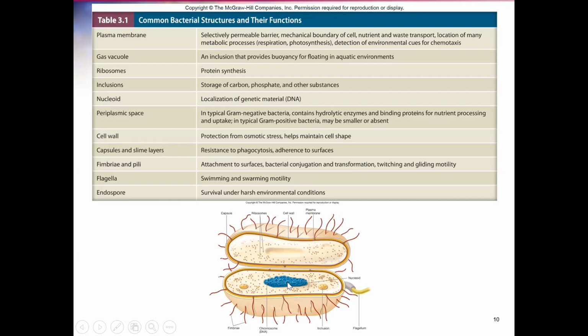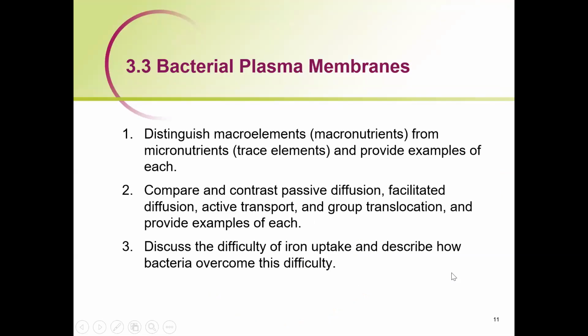Basically, that's not membrane-bound. Then you can see a list. This table lists the functions of the different organelles and structures of a bacterium, a general structure. Okay, then we talk in more detail about the plasma membrane.